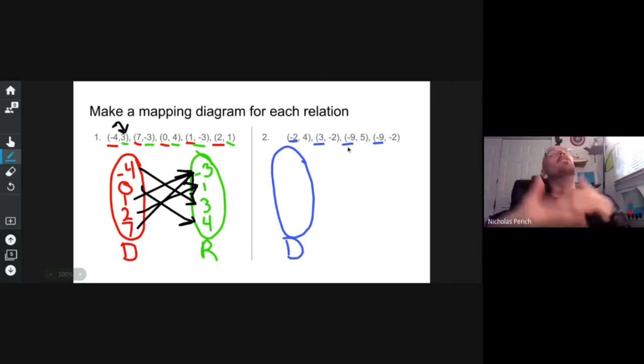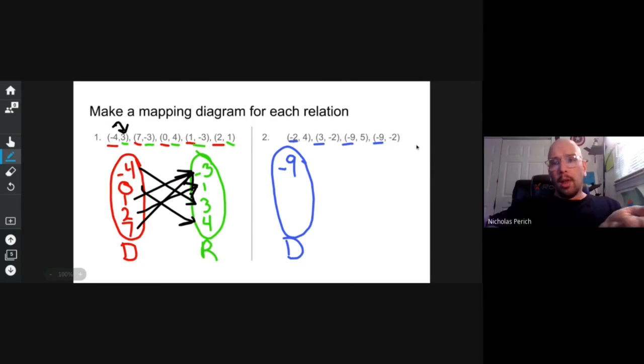So now I need to put these in order. And any number that repeats, I only write it once. So the smallest number here was -9. Remember, the larger the negative digit, the smaller the number. If I owe $9, that's a bigger problem than if I owe $2. So -9 comes first because it's smaller. And then -2, and then 3.